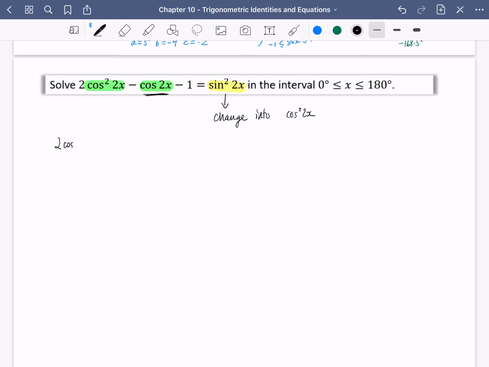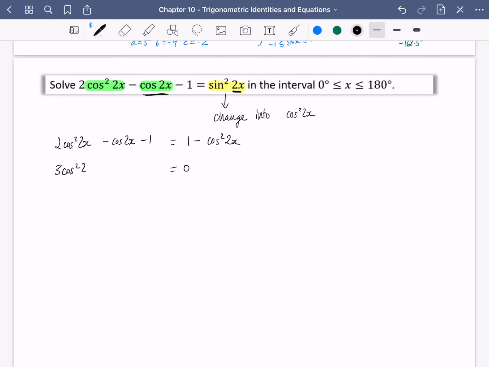So we have cos squared 2x minus cos 2x minus 1 equals, now sine squared is the same as 1 minus cos squared. And a mistake people might make is they might say cos squared x, but the argument in all of this question has to stay as 2x. So it's going to be 1 minus cos squared 2x. And I'm going to make everything equal to 0 by adding the cos squared onto both sides.